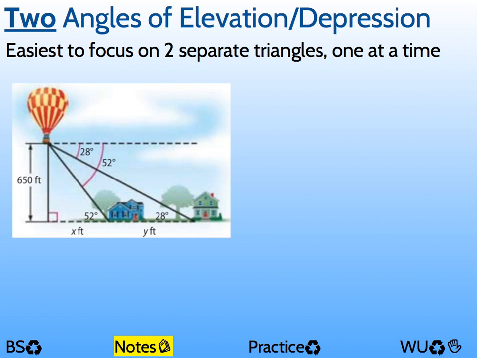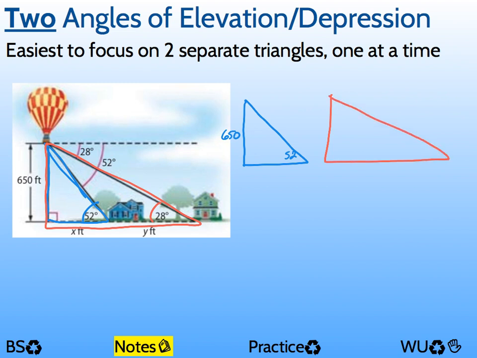Sometimes you'll be given problems with two angles of elevation, the 52 in this case and the 28. And the easiest way to do these problems is to focus on two separate triangles. One with an angle of 52, and it's best to draw them separately. The angle of 52 and that side of 650, and the larger triangle here with an angle of 28 and the side of 650. Then solving it becomes much easier when you have the two triangles separated like that.